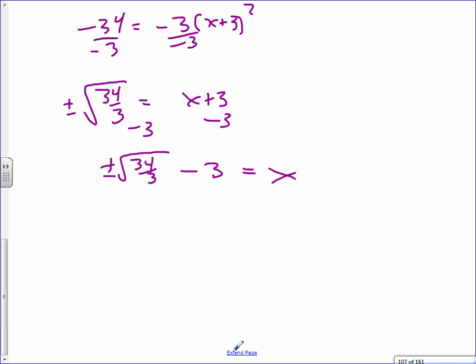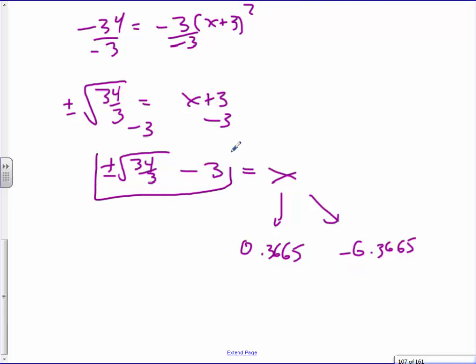Do the square root of 34 divided by 3, and then subtract 3. So I got 0.3665. And then just type in a little negative sign in front. Not the big negative sign, but the little negative sign. Square root of 34 over 3 minus 3. And negative 6.3665.